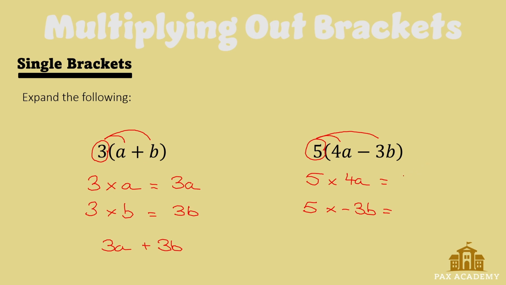So 5 times 4a, 5 times 4 is 20, so 20a. And then 5 times minus 3b is equal to minus 15b. So again, if we put these together, we get 20a minus 15b. Perfect.